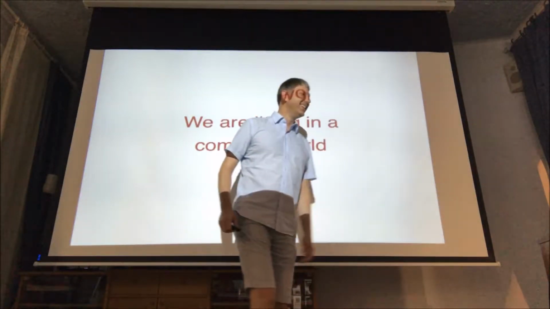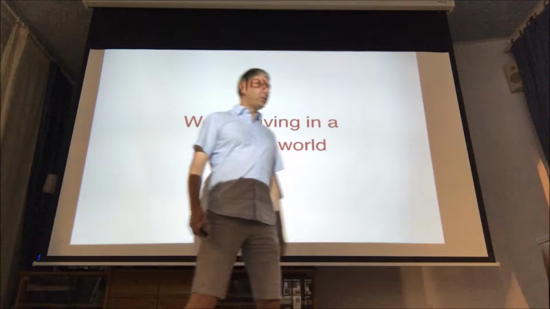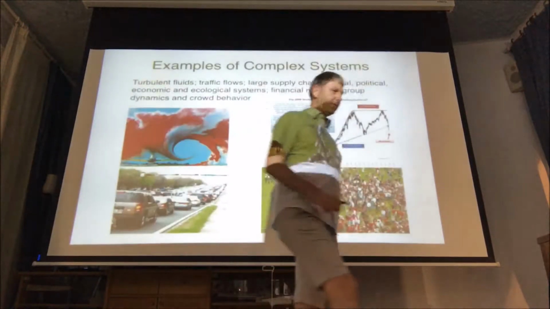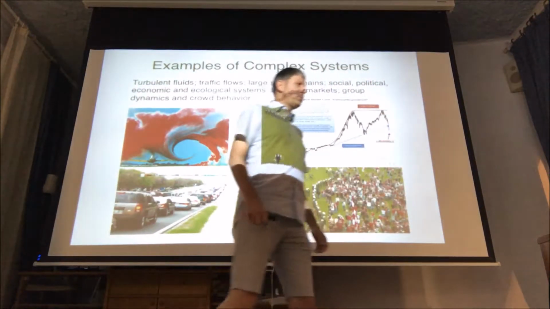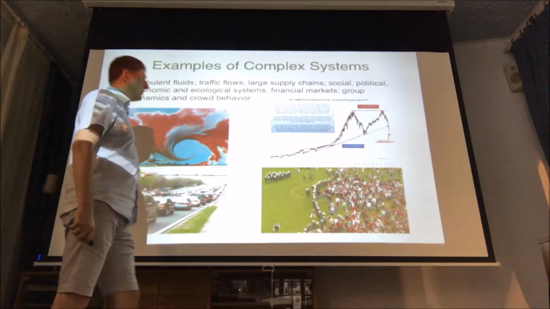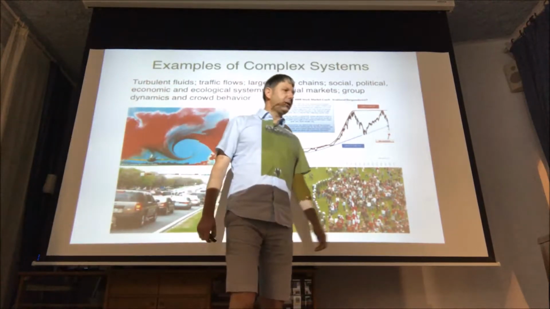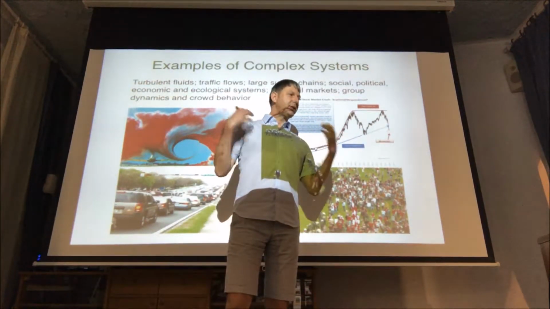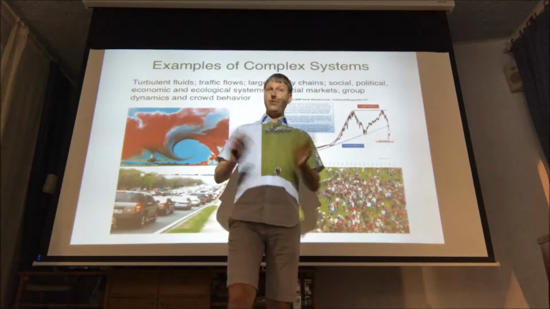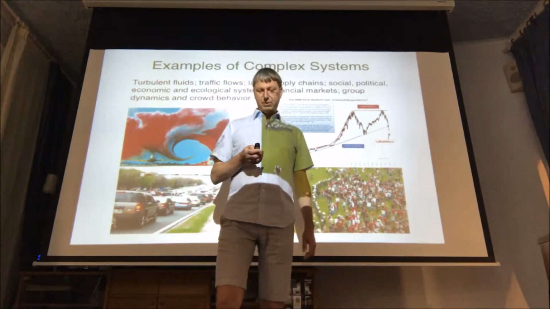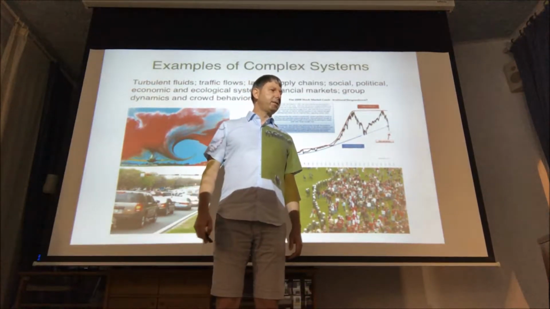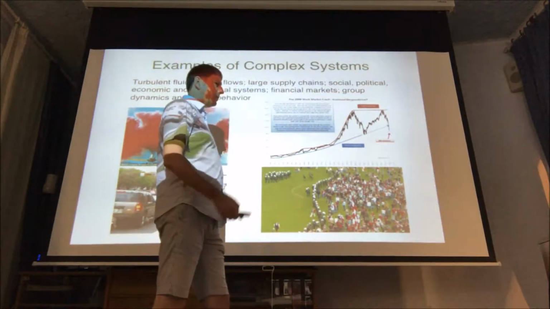Okay. Here we go. So there are many examples, of course, of complex systems. And we know it from turbulent fluids, from traffic flows, supply chains, social, political, economic, ecological systems. Our body is all complex systems. And it's very exciting, very interesting for scientists, and there is a known field, complexity science. And complexity science has started quite theoretical.